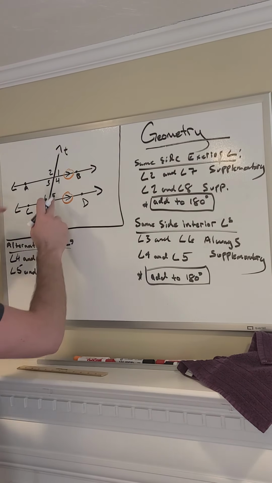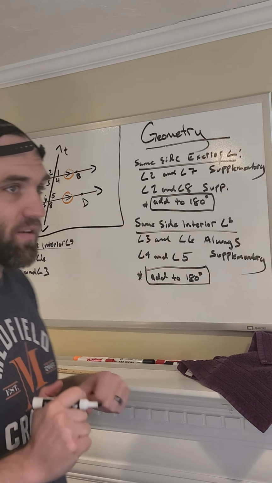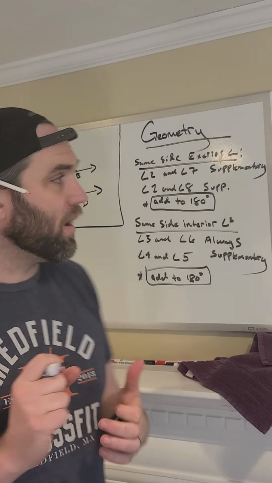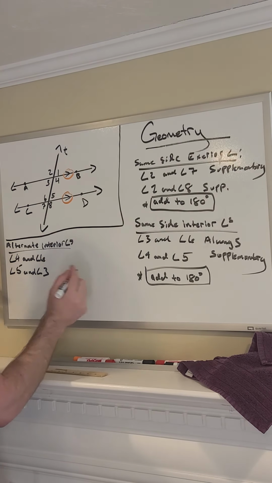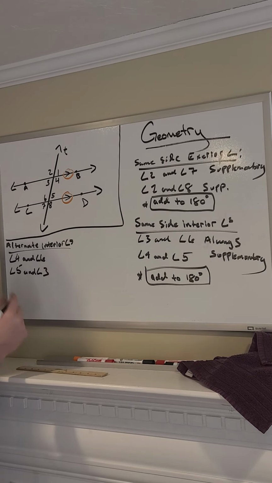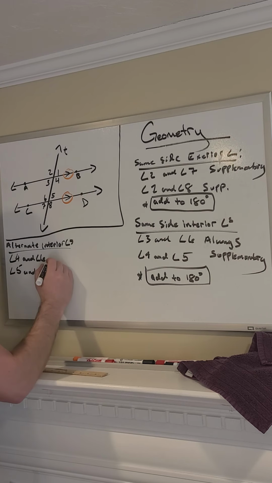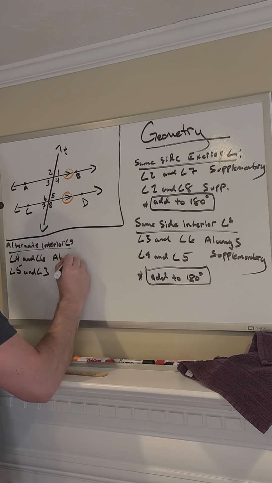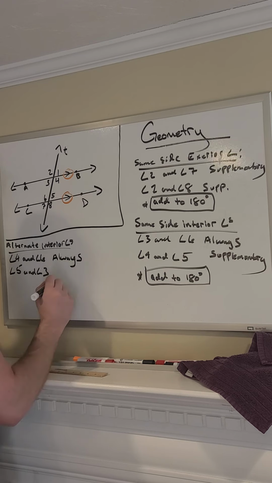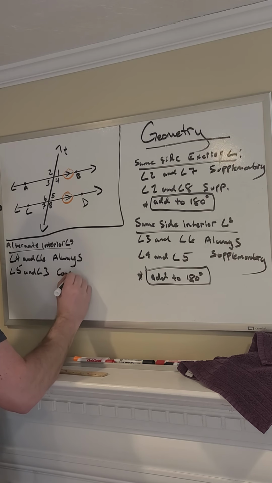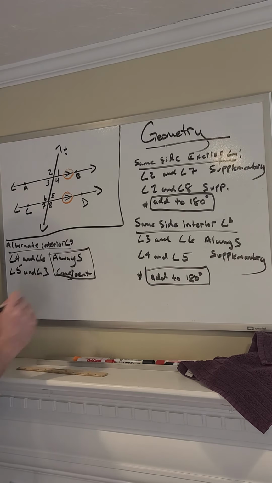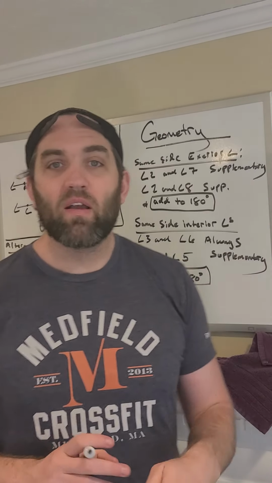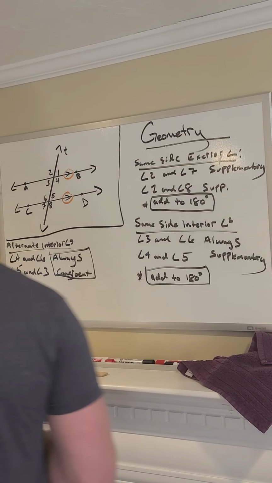Anytime we have angles on the opposite side of the transversal, on the inside of my figure, they're going to be congruent. So angle 4 is congruent to angle 6, and angle 5 is congruent to angle 3. So we're going to put always congruent. And let's remember, congruent just means equal to. It's always going to be equal to.